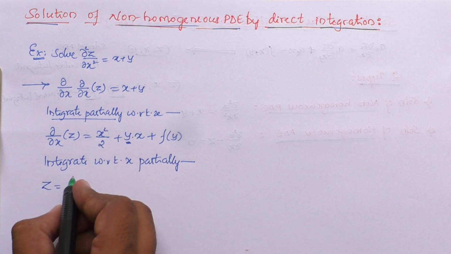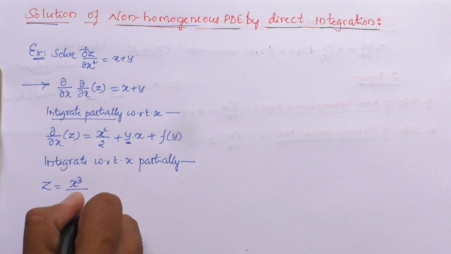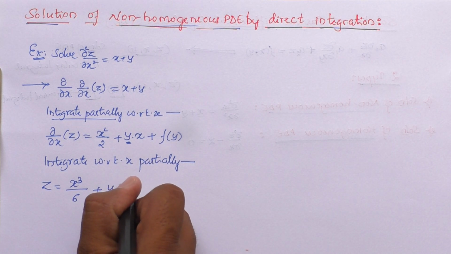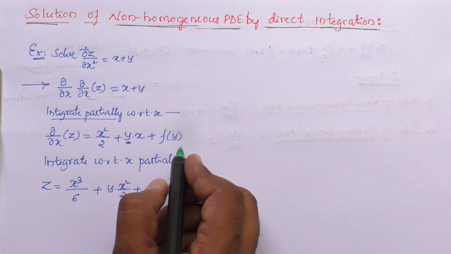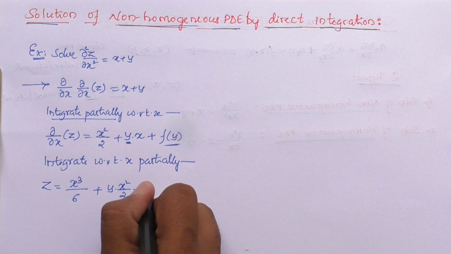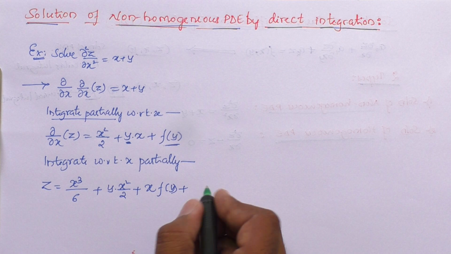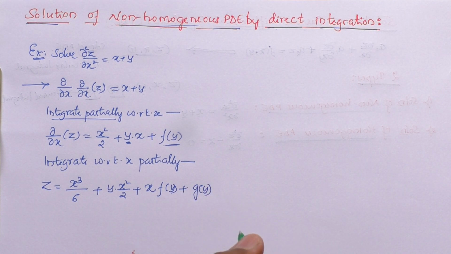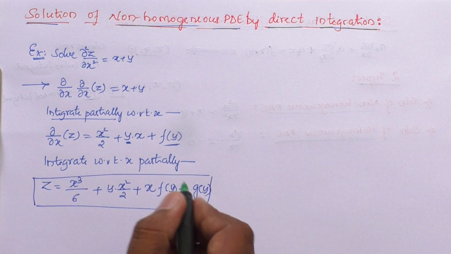Integration of x square by 2: x square integration is x cube by 3, into 2, that is 6, plus y is constant, integration of x is x square by 2, plus y term, f of y means y term. So y term is constant with respect to x. So constant into x, f of y into x plus some arbitrary constant. So that constant will be a y term, g of y. So this is how we get the solution of the PDE.